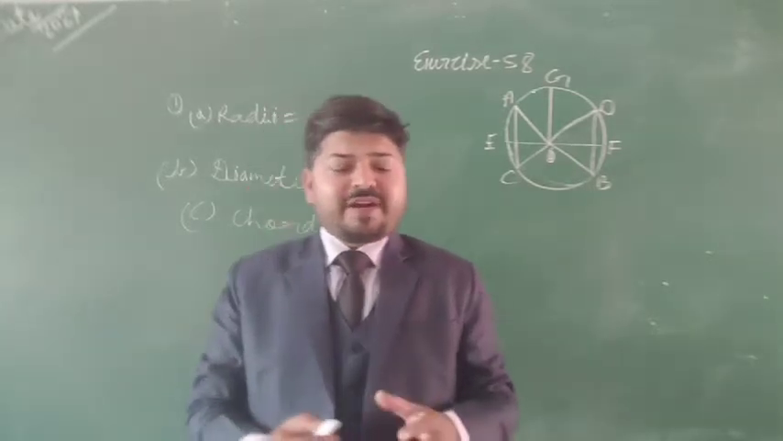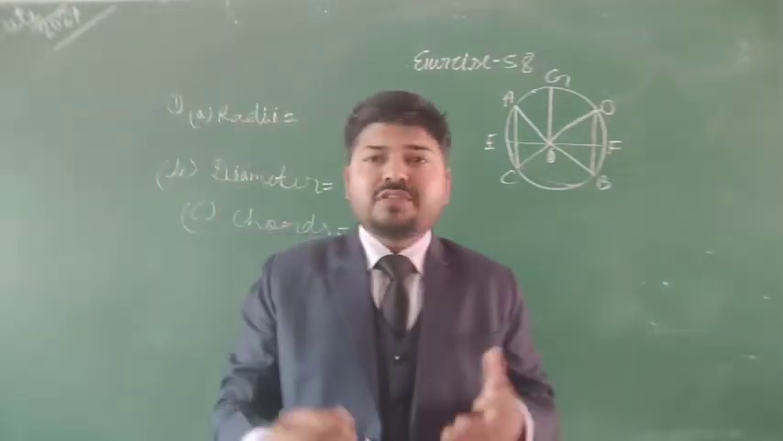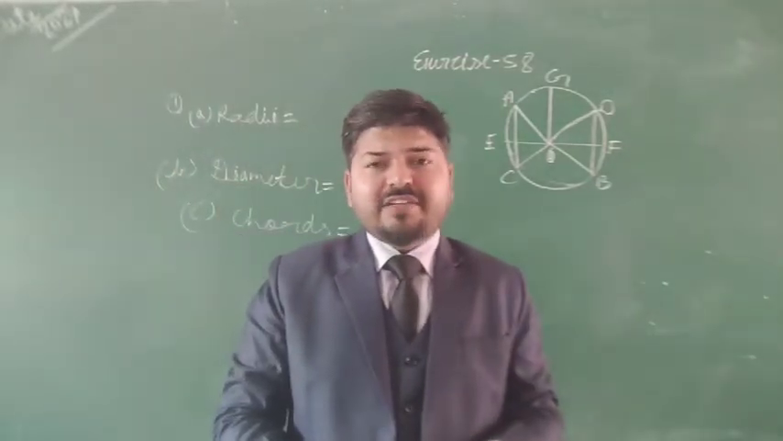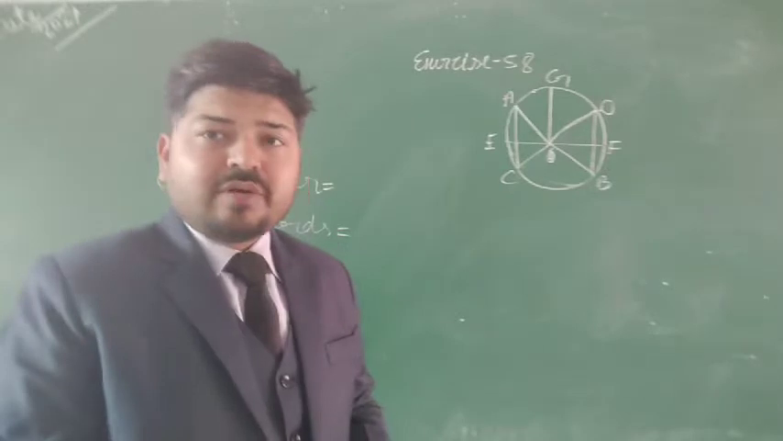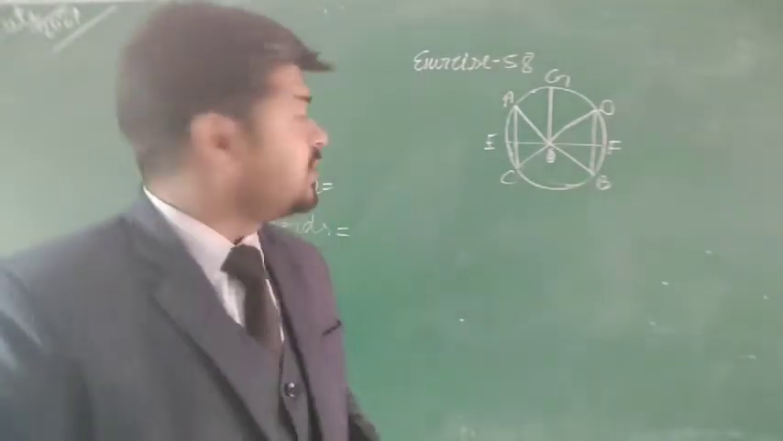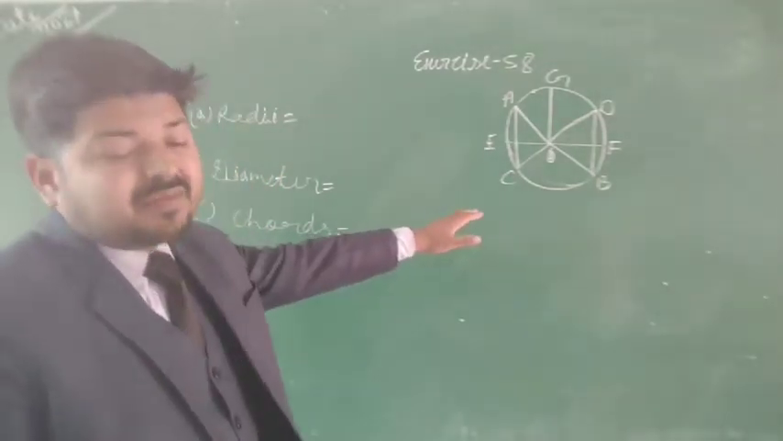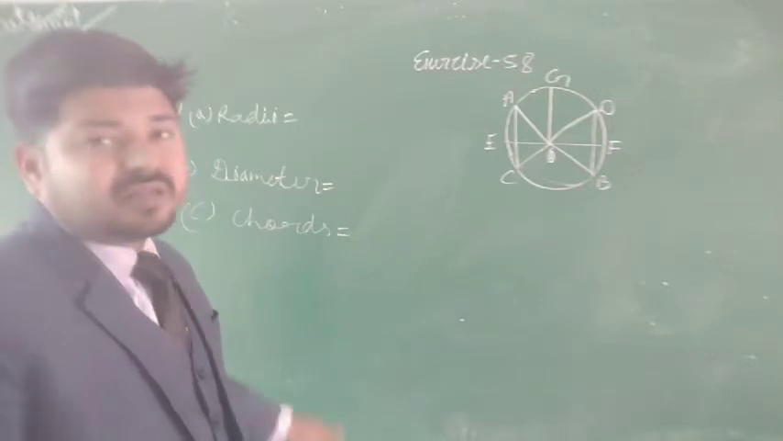So today we will read exercise 58. The first question is this. Look at the adjoining figure and name. In this question you have to tell three things. First, the radius shown in the figure, the diameter shown in the circle, and the chords.